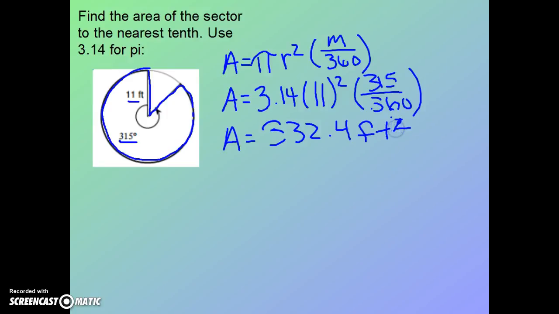I don't know why that 2 is not looking like a 2. Sorry about that. It is a 2 up there.